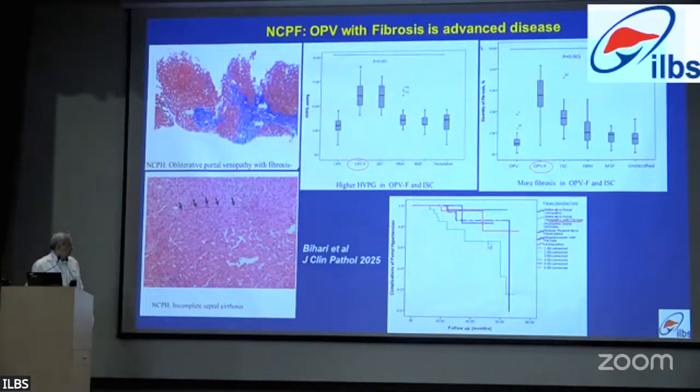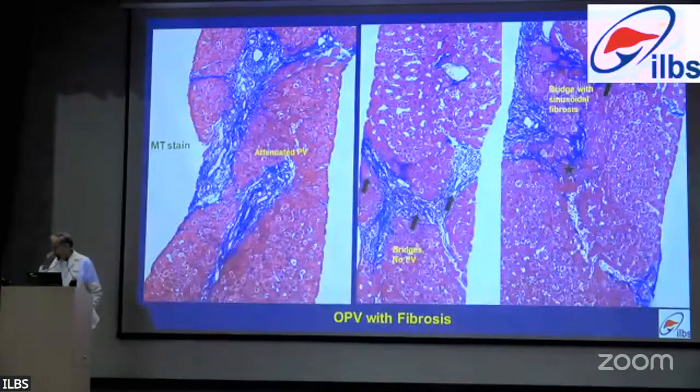The green line shows you that those with obliterative portovenopathy with fibrosis have worse outcome over a period of maybe 5-6 years. They have further worsening. The stage progression occurs in them. And these slides were also provided by Dr. Chagan, to see that here in the stain, you have probably attenuated portal veins, and here actually you hardly have any good portal vein.